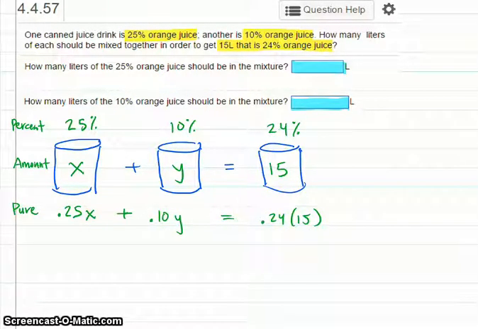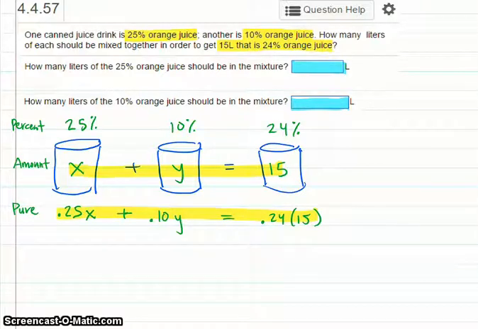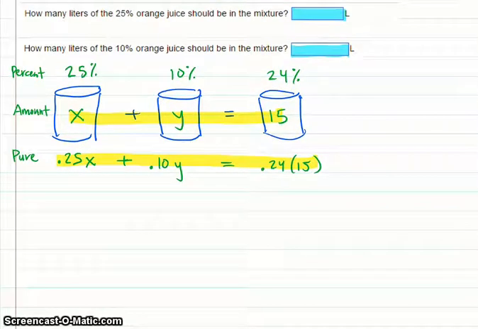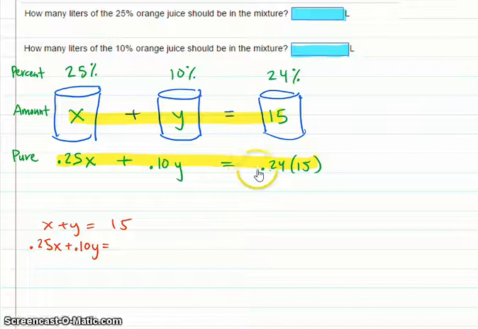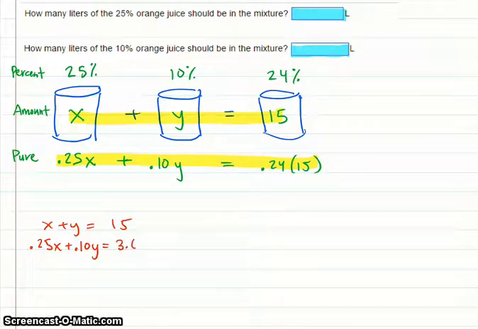We have something very interesting here. This is a system of equations. This is our first equation, and this is our second equation. So I'm going to rewrite this. We have x plus y equals 15, and 0.25x plus 0.10y is equal to, if we work this out, 0.24 times 15, which is equal to 3.6.